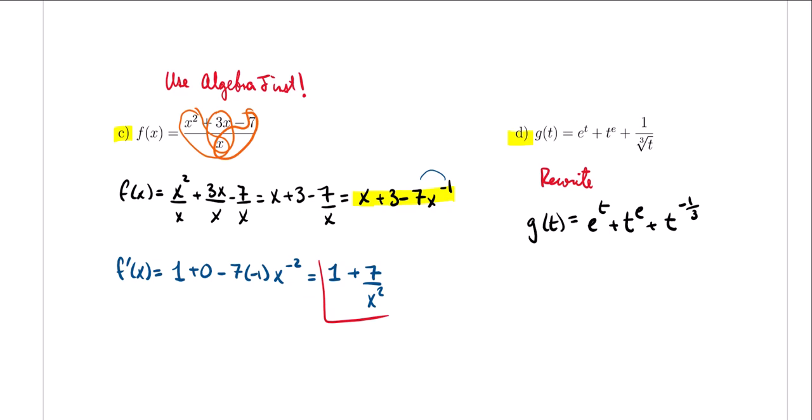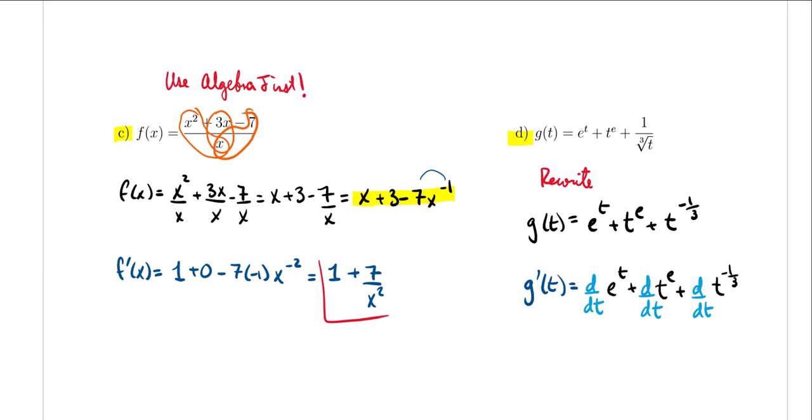Okay, now let's take our derivative. What is the derivative for the g function? G prime of t is going to be equal to, now for this one, since we are taking the derivative with respect to t, I'll include our notation here, d dt of e to the t plus the derivative with respect to t of t raised to the e plus the derivative with respect to t of t raised to the negative 1/3.